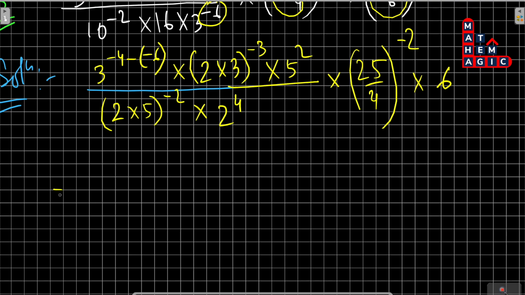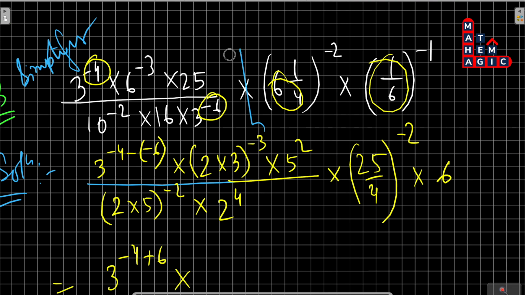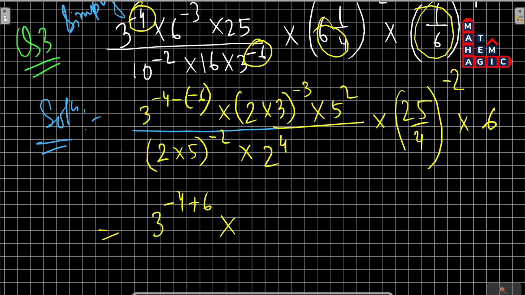So here we have 3 to the power -4 minus of -6, so it will be +6. Actually, now we are going to open this bracket. So the power was -3. If you closely look at this, the power was -6, and the power was -3. So the -3 power will be distributed on 2 and 3 as well. It looks like this: 2 to the power -3 into 3 to the power -3. All right, and that is 5 square. Let it be like that.